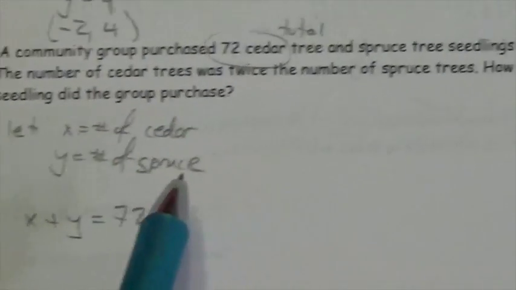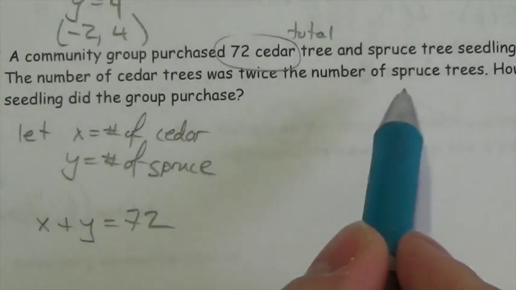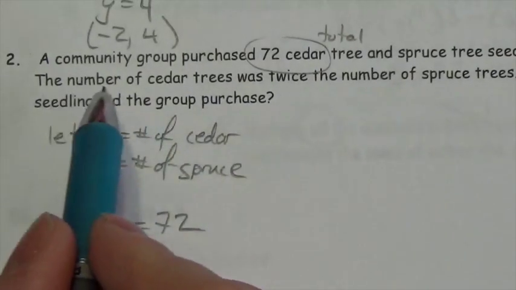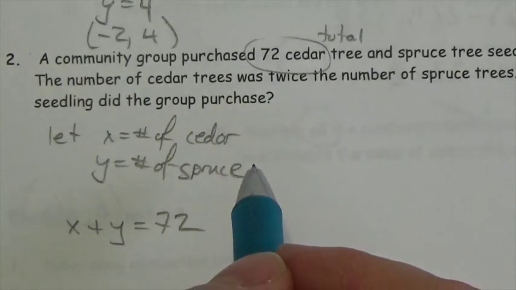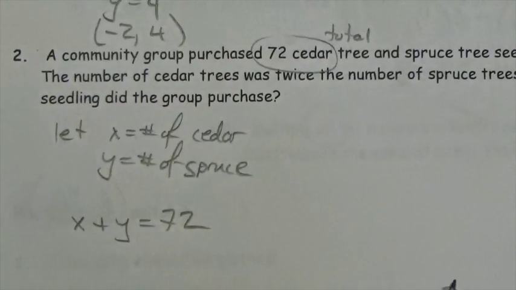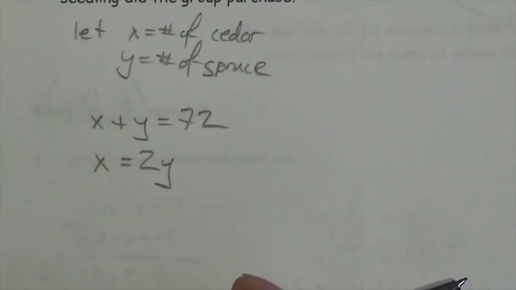Then we're told, and look at this next sentence here, the number of cedar trees was twice the number of spruce trees. Now, "was" is going to take the place of an equal sign in that particular sentence. So the number of cedar trees, x, was twice the number of spruce trees. So there's my second equation.